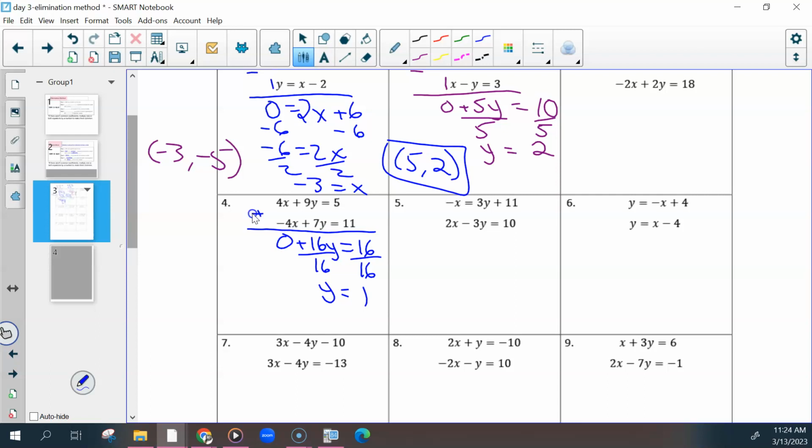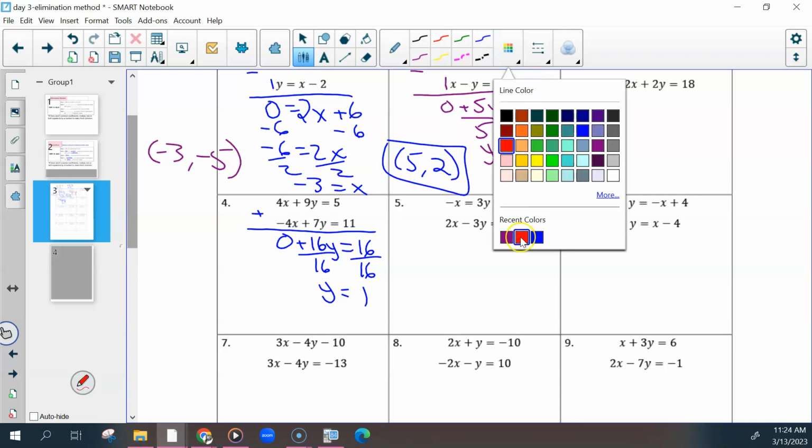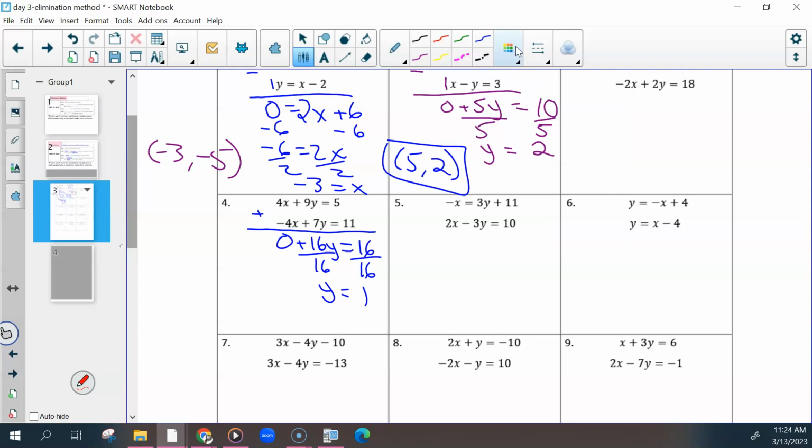So then take that y value, put it into whichever one you want. Let's say I put it in the first one. So 4x plus 9 times 1 equals 5. Then you would solve that for x. So get rid of the 9, and divide everything by 4.